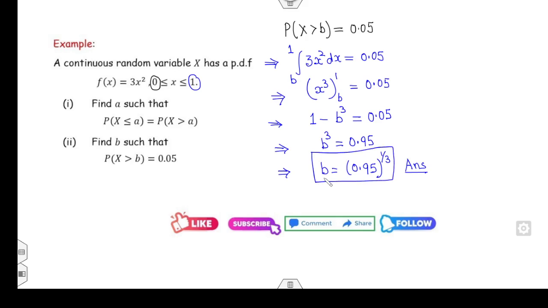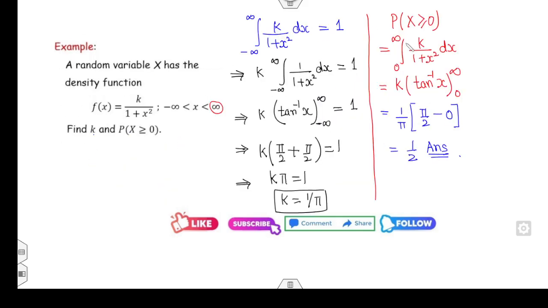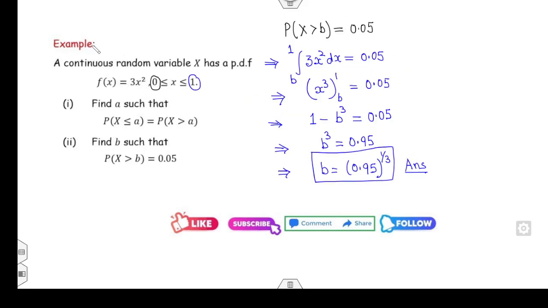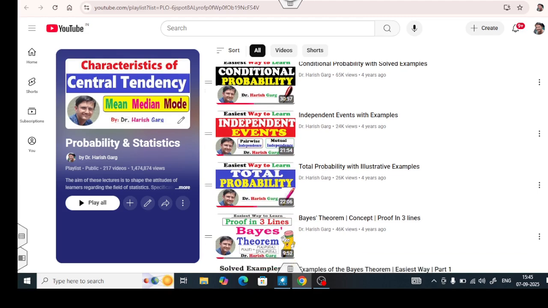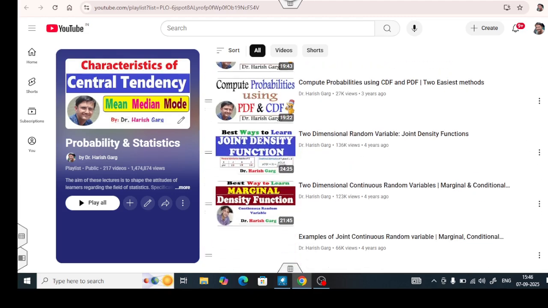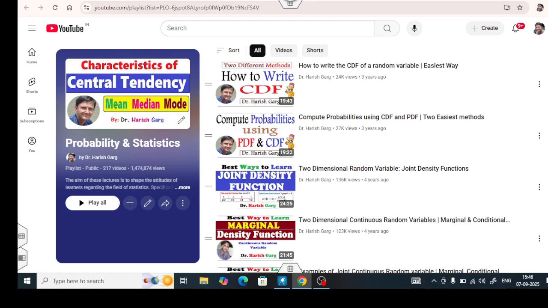Fine. Now, one thing you have to note is that in all these questions, I have to use integrations every time. But there is one more method. You can solve all these 20 plus questions with the help of the CDF as well. And how you can solve those questions, we can see in the cumulative distribution function lecture, our next lecture.